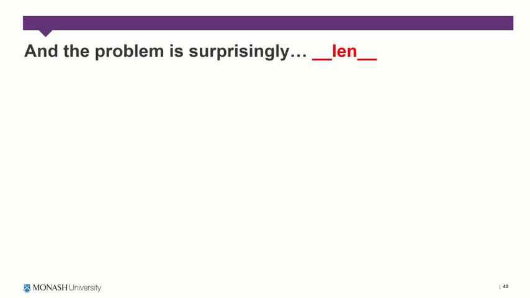So the problem is surprisingly length. If we remember from before, length was quick with the array implementation. It was some of the other operations that were slow. But in this implementation, what we've seen so far, all the operations have been pretty much O(1).